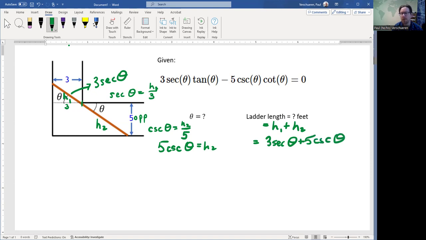All right, and we're going to put a pin in that. We'll come back to that in a bit. We're not going to use that until the very end.